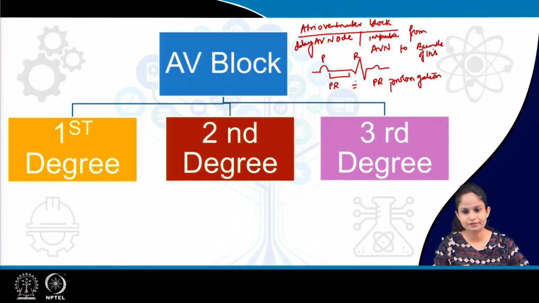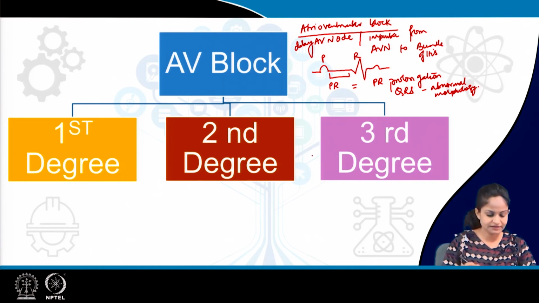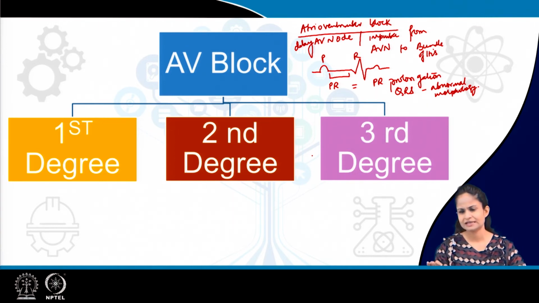This PR interval will get prolonged, and of course, the QRS complexes, the depolarizations, will get affected. So, there will be abnormal morphology of the QRS complexes. In AV block, we will see first degree AV block, second degree AV block and third degree. Usually the block nomenclature is the same as that of the sinoatrial block.